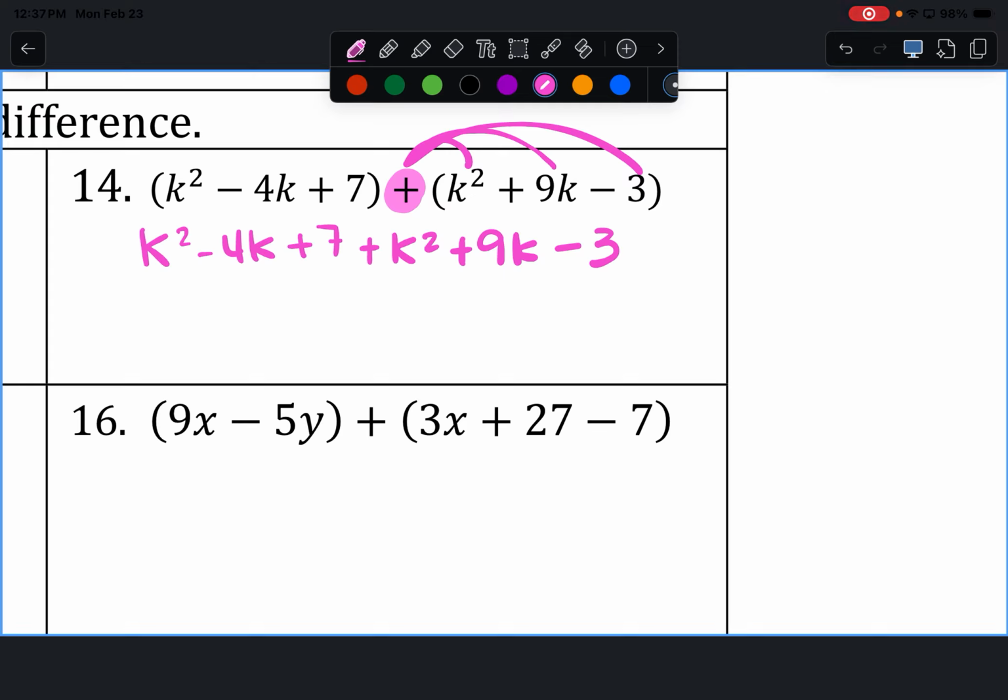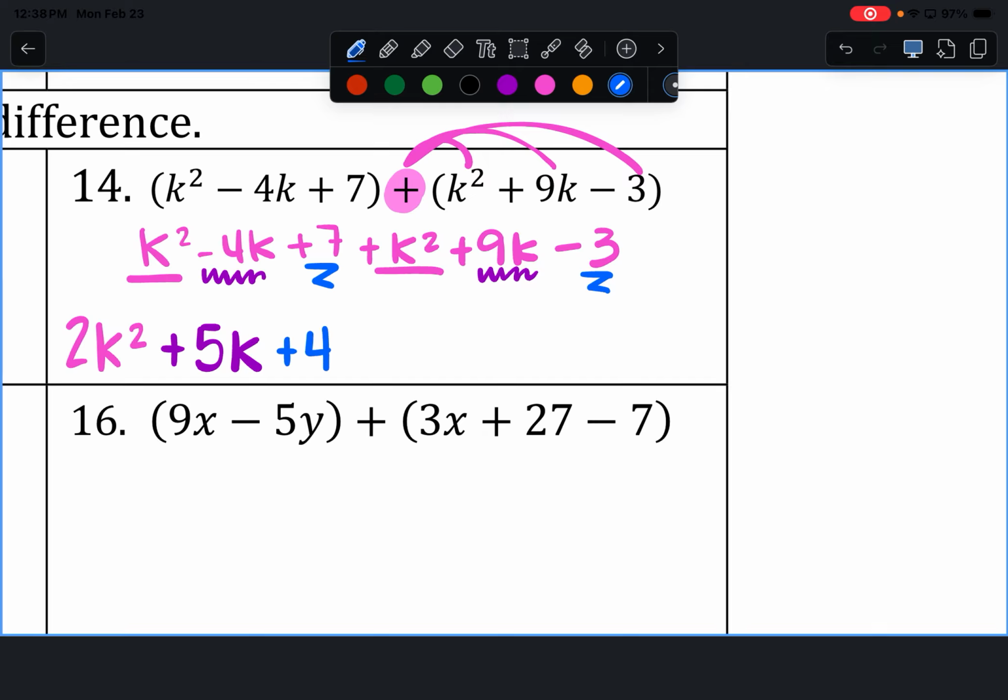Now, what term should we combine first? What are our like terms? What is k squared plus k squared? So we have 2k squared. Now, what should we combine next? What is negative 4k plus 9k? Then what should we combine last? 7 and negative 3. What is 7 minus 3? So that is our answer.